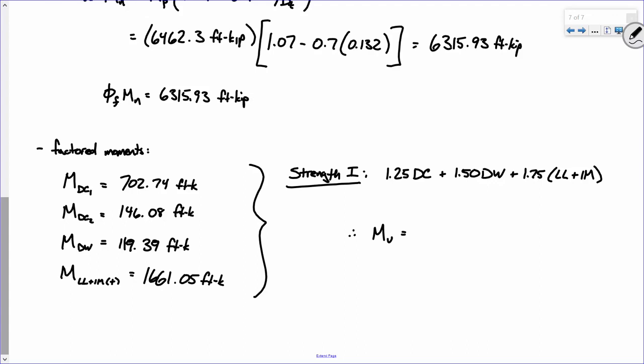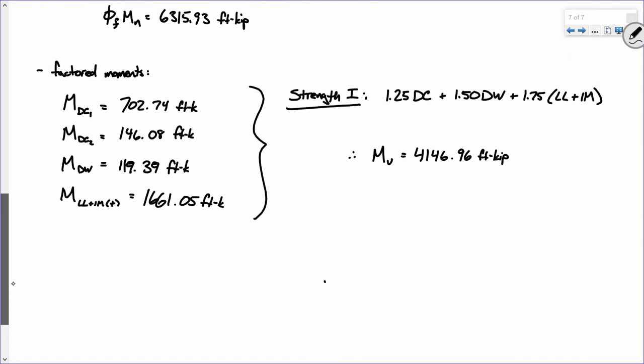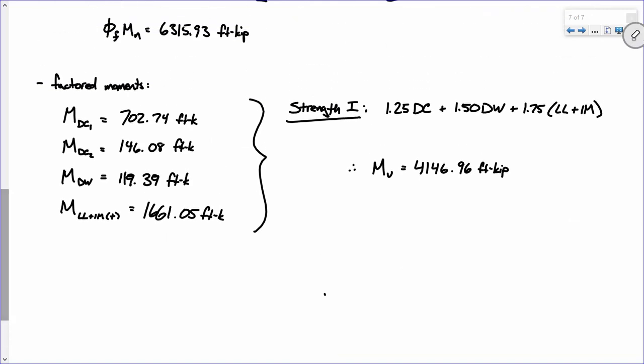So if I do that, I calculate the following. Let's take 1.25 times this plus 1.25 times this plus 1.5 times this plus 1.75 times this. And I go through and add that up, plug and chug, and that'll give me a value of 46.96 foot kips. Now I'm going a little fast, but is everybody okay with this? Does anybody have any questions?